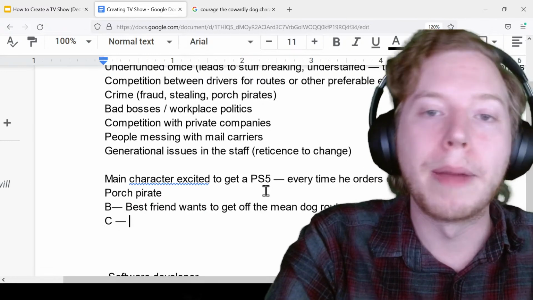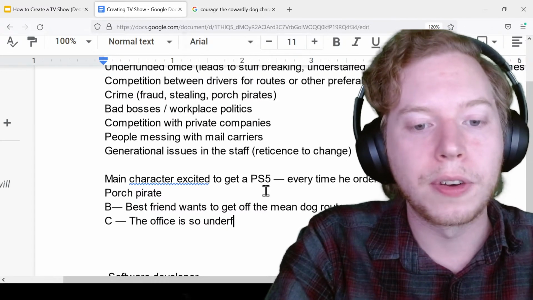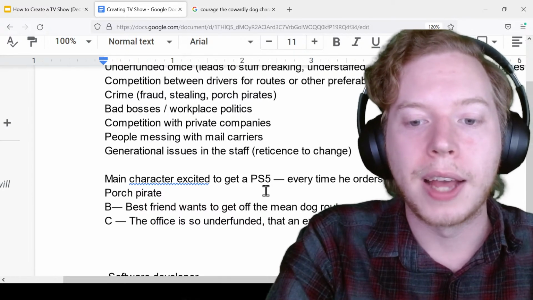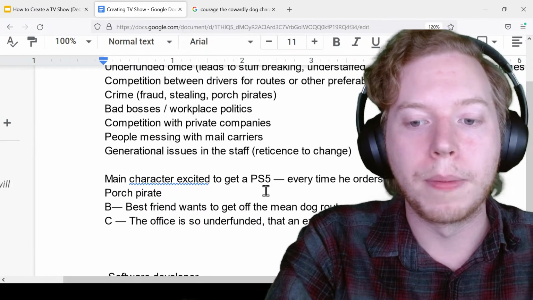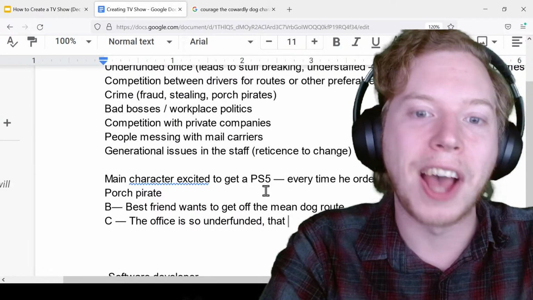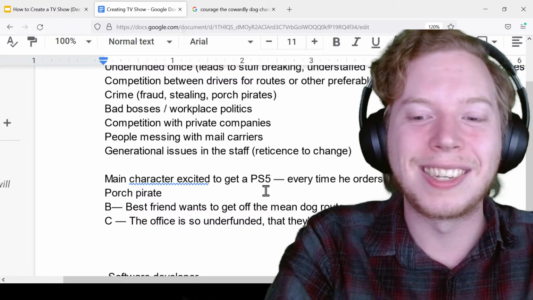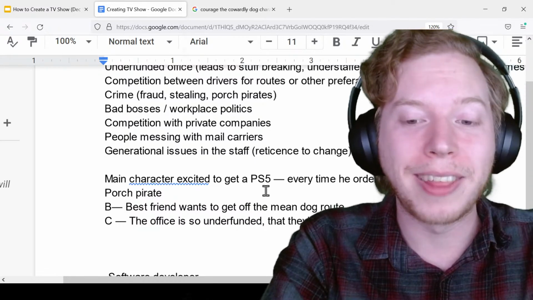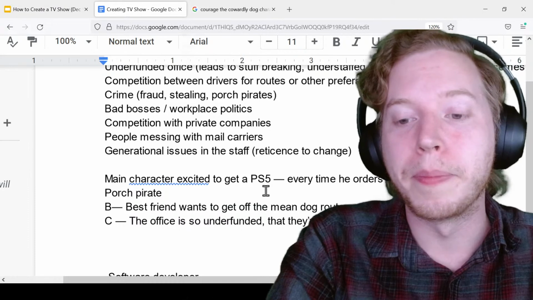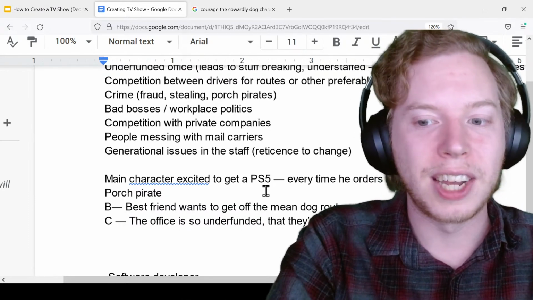And your C story might be, the office is so underfunded that an executive has been brought in... All right, let's say they've hired an ex-convict who is stealing stuff. Oh wait, maybe that would just seem like the pirate, wouldn't it? So they've hired an ex-convict who is causing trouble at the facility.